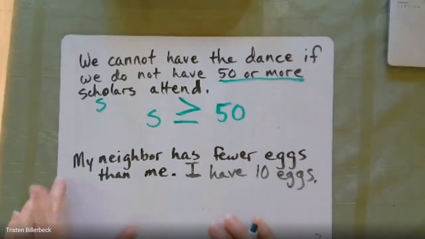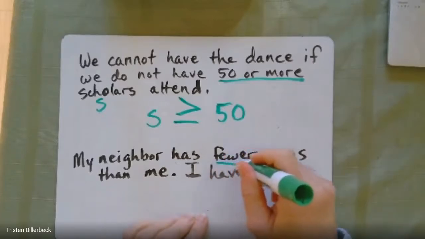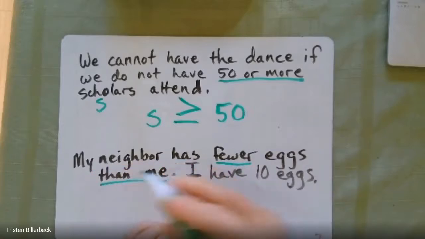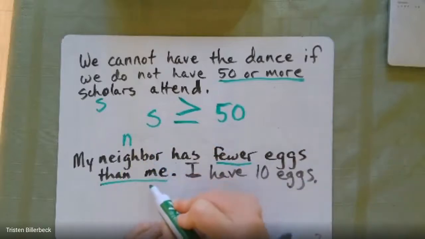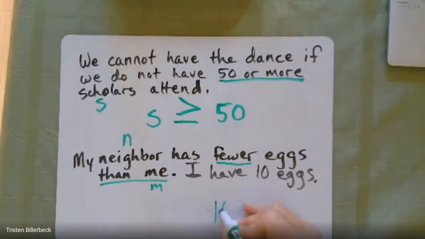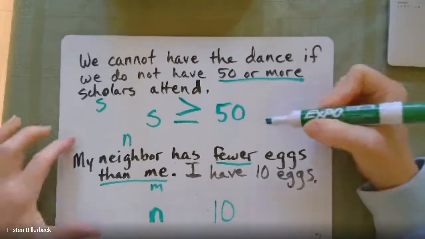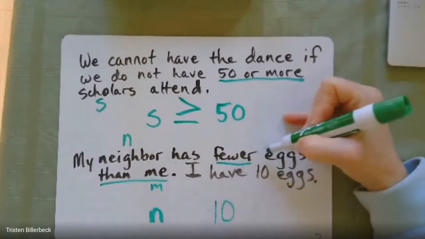Now here's another one. My neighbor has fewer eggs than me. So fewer eggs than me. If we say my neighbor is N, and again, I'm going to be M for me. I have 10 eggs, by the way. I think I do. I'm rationing them. Trying not to leave the house. Okay, so we're going 10 for my eggs. And my neighbor is here. So then we look at my neighbor has fewer eggs than me.